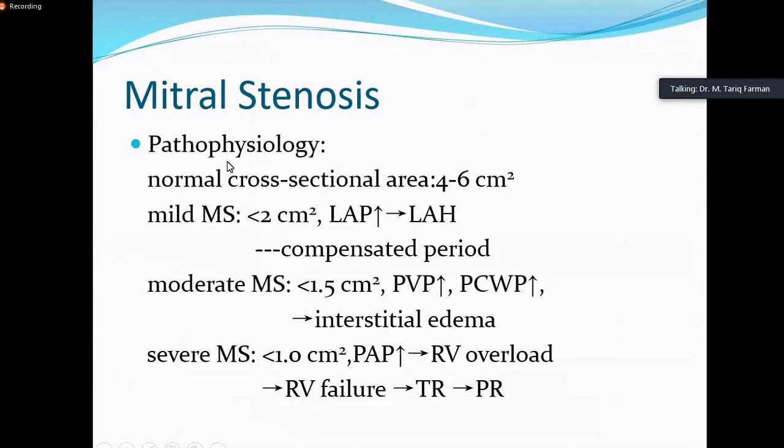The pathophysiology of mitral stenosis, as I have mentioned earlier, is that there's pooling of the blood in the left atrium, and there is stasis. The left atrial pressure is high, and the blood goes back into the pulmonary veins, and it causes pulmonary edema.